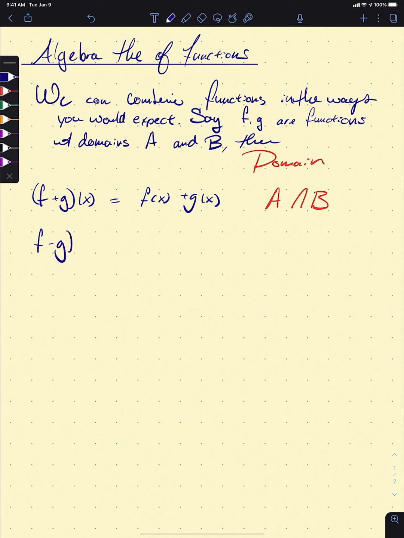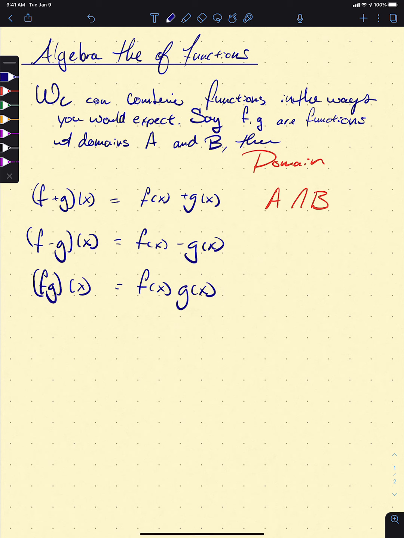Just like addition, we can subtract, and it works like you'd expect. F minus g of x, well, you can find that by subtracting f of x minus g of x. We can multiply: f times g of x, and once again, you can calculate f times g of x by multiplying together f of x and g of x. And then our last one for good measure, what about f over g of x? Well, that's nothing but f of x over g of x.